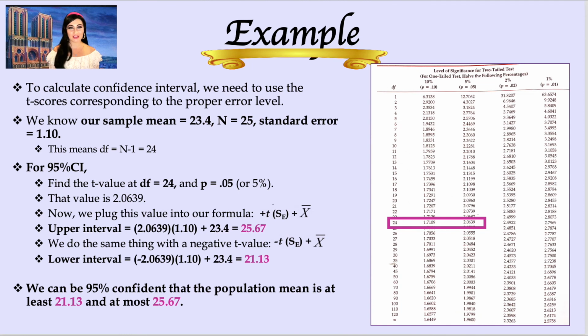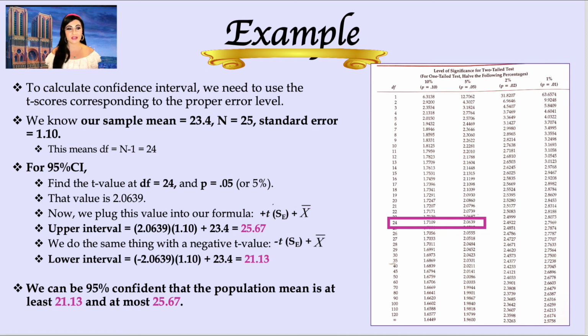Looks like we have all of our values to find our confidence intervals. So to calculate the confidence interval, we need to use the t-scores, once again, to find the corresponding value at the appropriate error level. So we know that our sample mean is 23.4, the total number of data points we have is 25, and our standard error is 1.10. So again, degrees of freedom is n minus 1. 25 minus 1 leaves us with degrees of freedom of 24. So we're interested in calculating the 95% confidence interval. So after you put your finger on degrees of freedom 24, you are going to slide it across to the 5% column because 5% error corresponds with 95% confidence. We see that that value is 2.0639. We are going to plug that value both in its positive and negative form into our confidence interval formula.